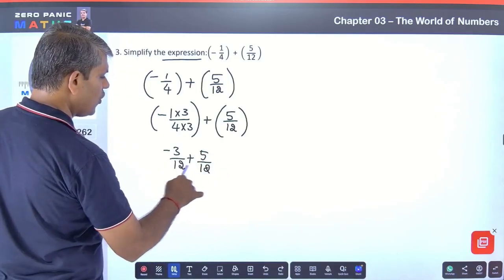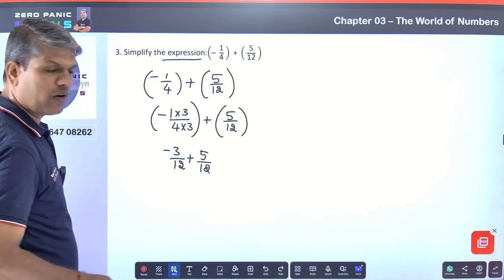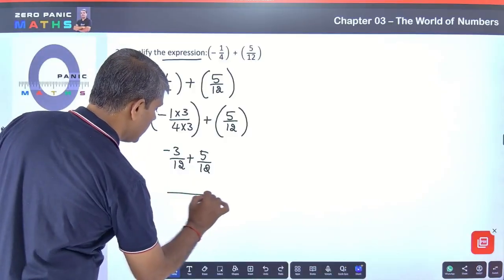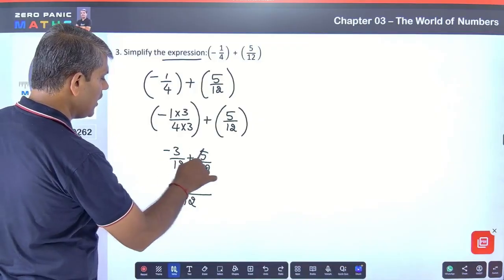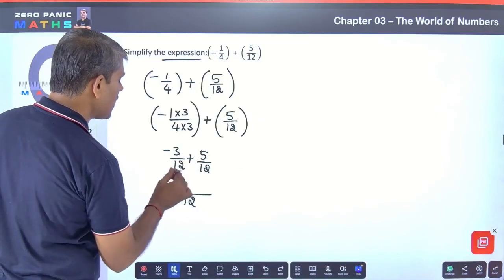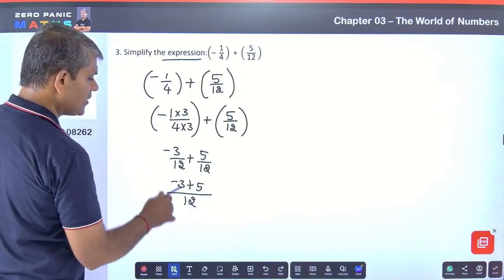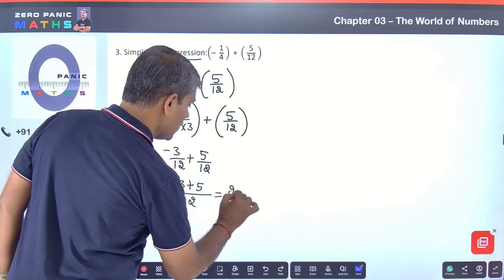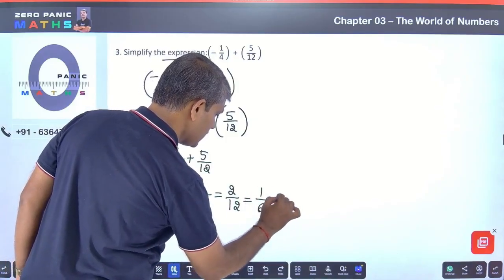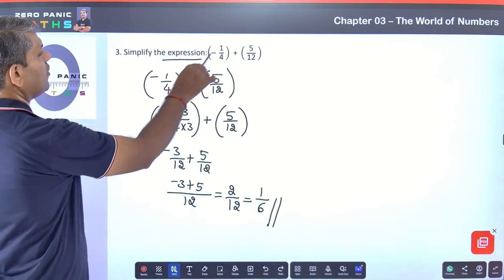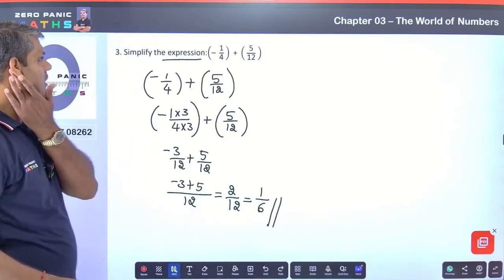Now since the denominators are the same, by the law of addition, what is the law of addition? When the denominators are the same, you write the common denominator and add or subtract the numerators. It is 5 minus 3, which is 2, so 2 divided by 12, and that is 1 by 6. So the simplified version of minus 1 by 4 plus 5 by 12 is 1 by 6.